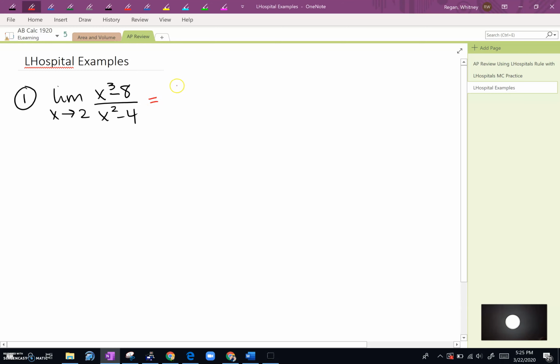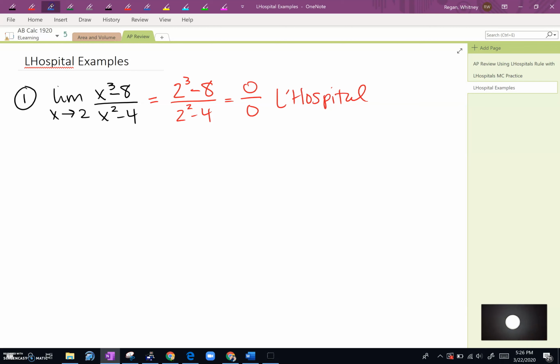So for these kinds of limits, there are sometimes times where if we were to evaluate it, we would get 0 over 0. So for instance, if we did 2 cubed minus 8 over 2 squared minus 4, we get 0 over 0. But that doesn't mean that the limit doesn't exist. It means that we need to use L'Hopital, L'Hospital. So what we're going to do instead is actually keep that same limit, x approaching 2, but we're going to take the derivative of the top over the derivative of the bottom.